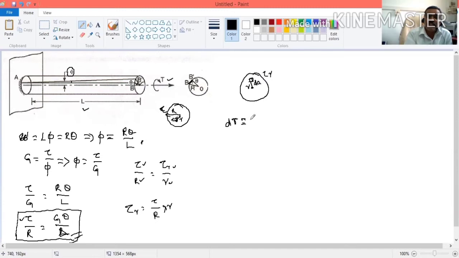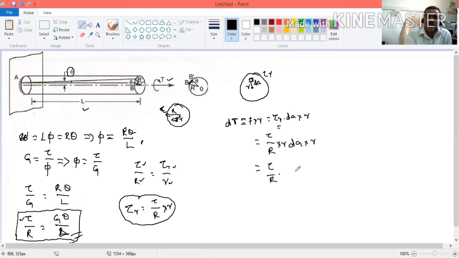force into what? Force into radius. What is force? Force is equal to stress into area. So tau r into dA. This is force multiplied by radius. Now, what is tau r? Already we have calculated tau r. You can replace tau r by this. So now tau capital R multiplied by small r dA into r. So this is equal to tau by R into r square into dA.